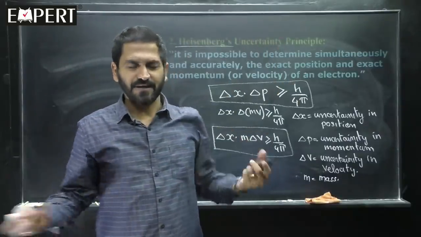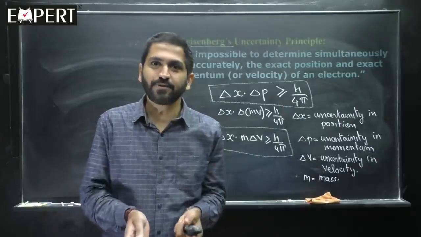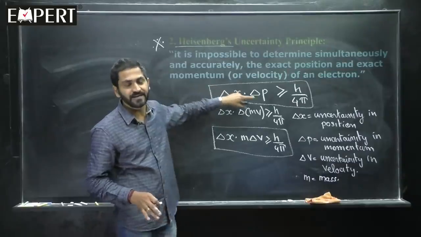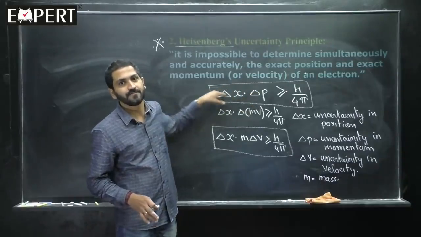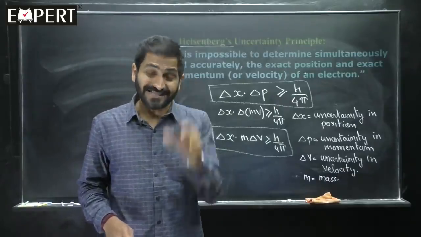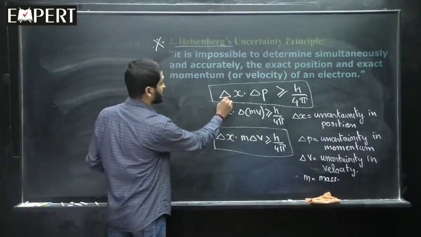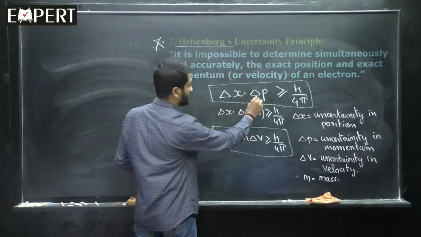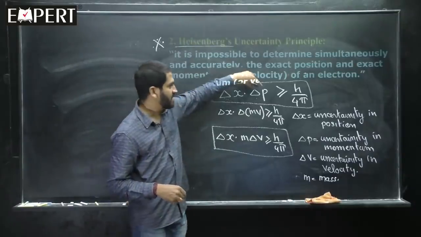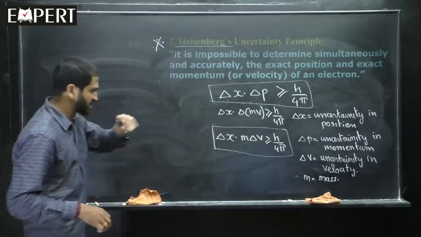Detailed stuff is there, but we cannot do that because it is out of the scope. But I will try to explain. When you try to measure position, momentum changes. When you try to measure momentum, position changes. So exactly and accurately you cannot predict. So it is impossible to determine simultaneously and accurately the exact position and exact momentum. So you are uncertain. Uncertainty is delta x, uncertainty is delta p, greater than or equal to h by 4 pi. So keep in mind, don't forget to write one more point.